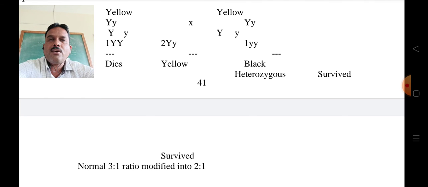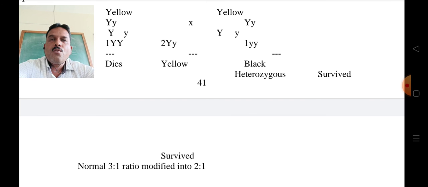So four individuals are obtained. Which are the four individuals? The first one is capital Y, capital Y. The next two individuals are heterozygous, capital Y and small y. And the last individual is small y, small y. So the combination of two yellow and one black arises because the capital Y, capital Y individual will not survive. The death occurs.